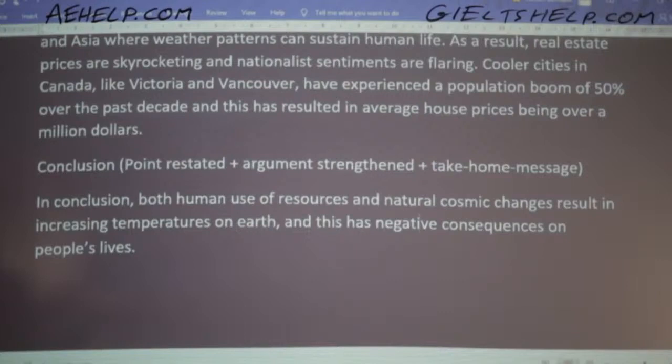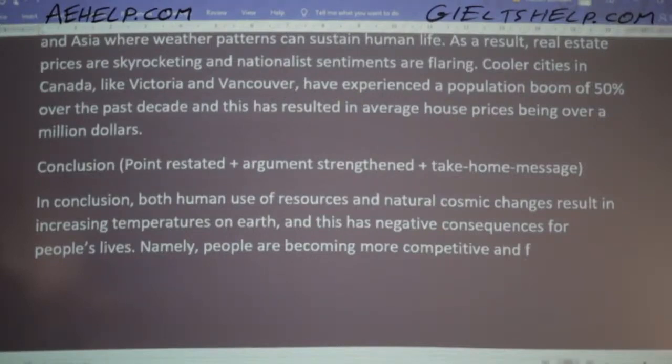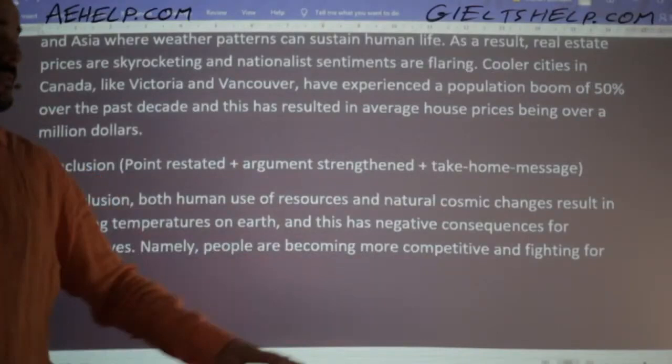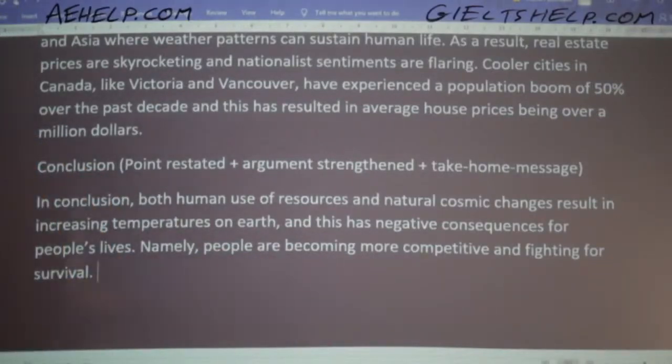Okay, in conclusion, both human use of resources and natural cosmic changes result in increasing temperatures on Earth, and this has negative consequences for people's lives. Namely, people are becoming more competitive and fighting for survival. Okay, just really being direct here. So namely, people are becoming more competitive and fighting for survival.